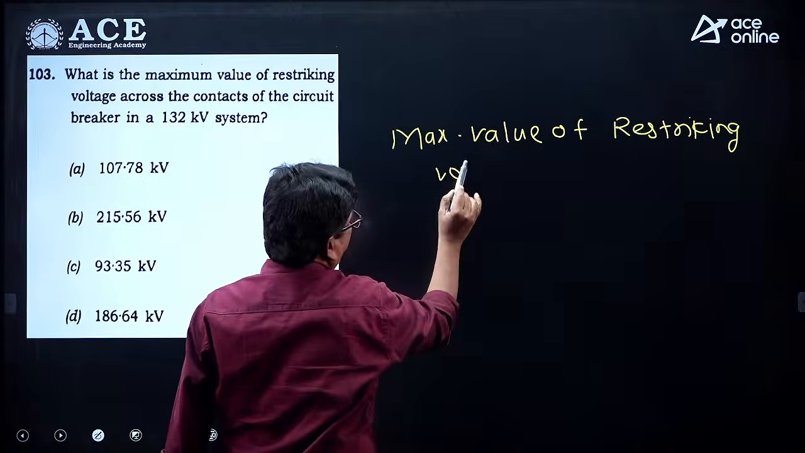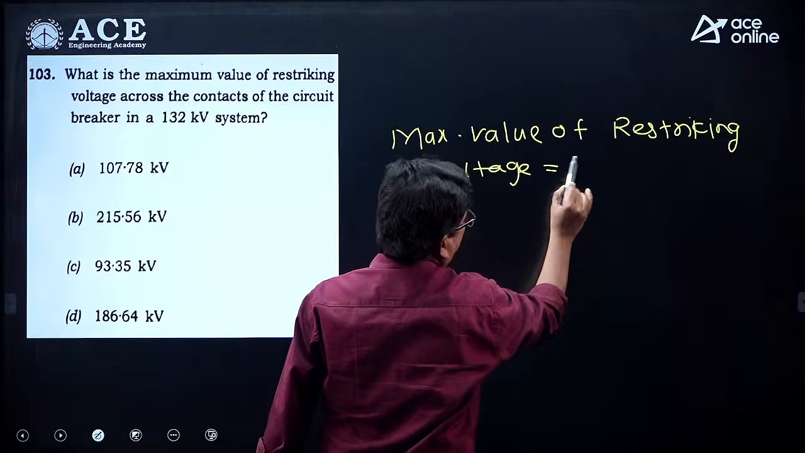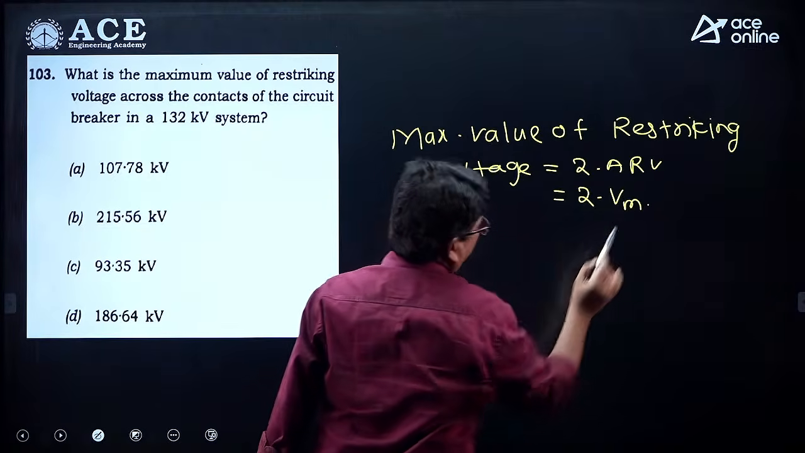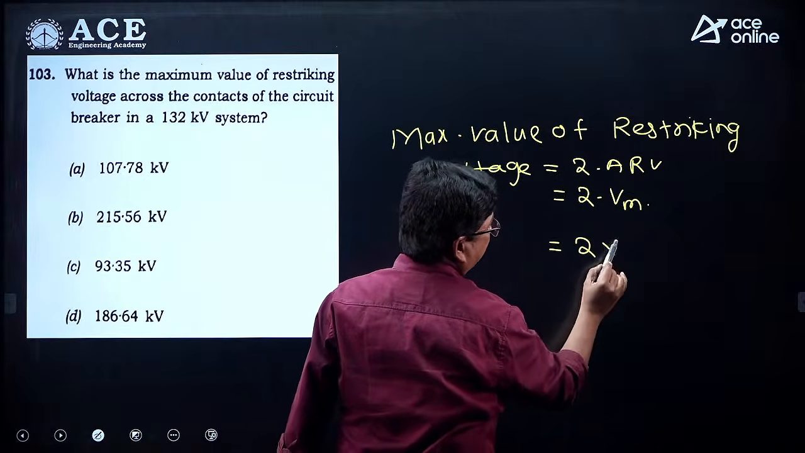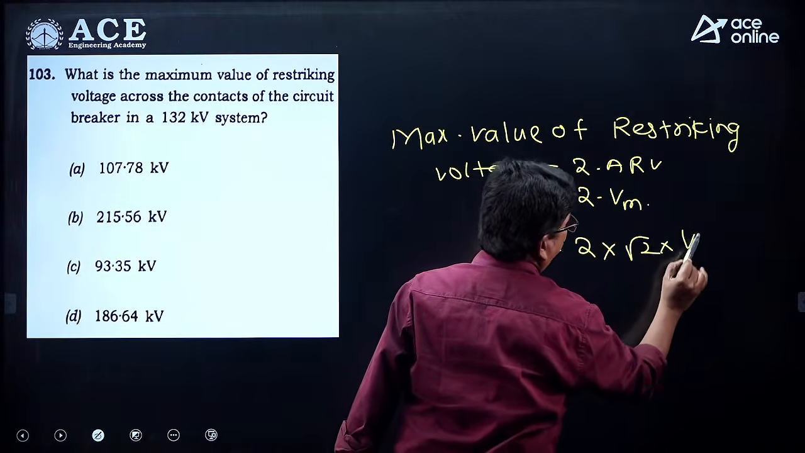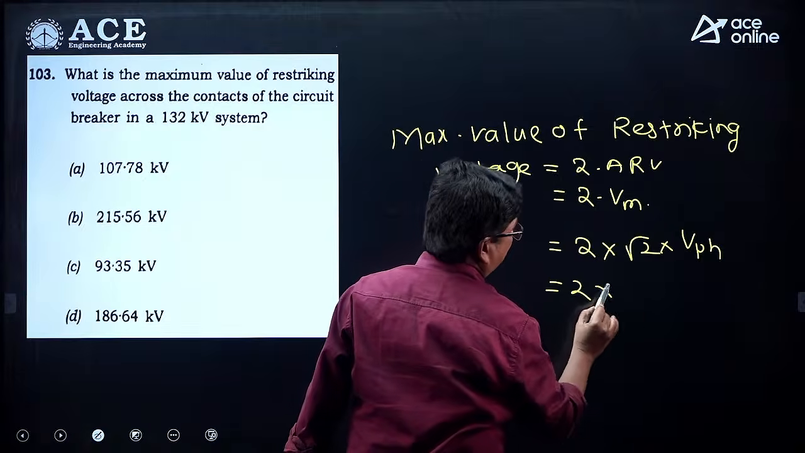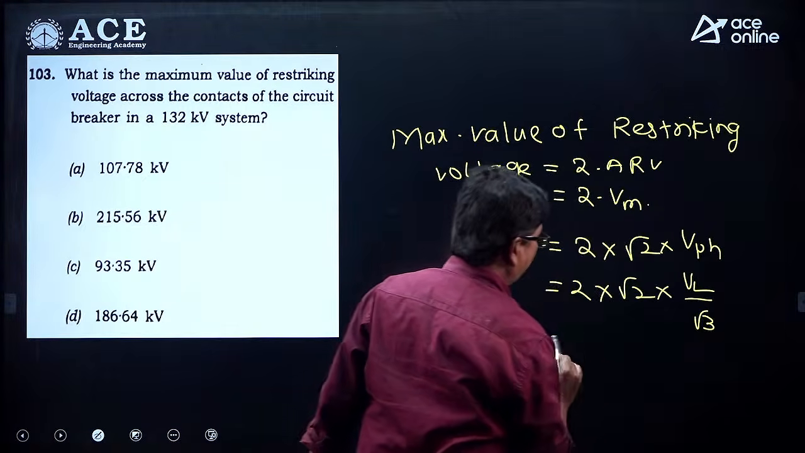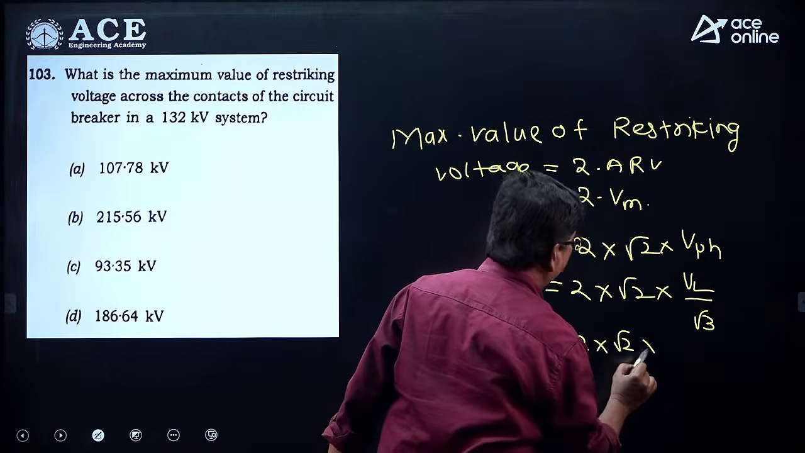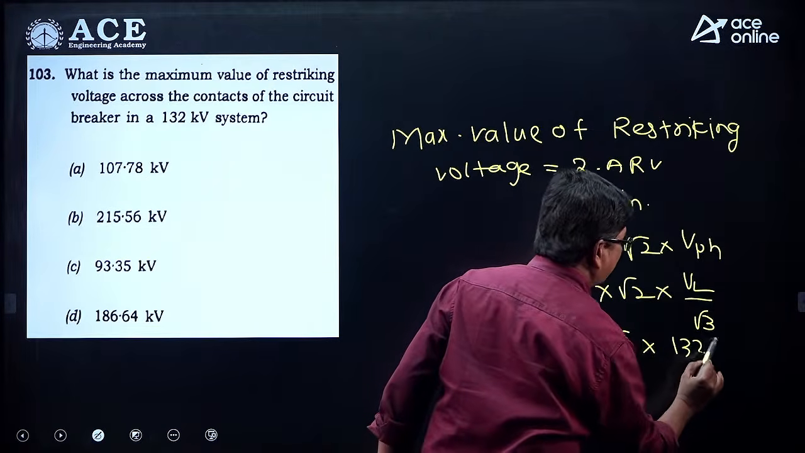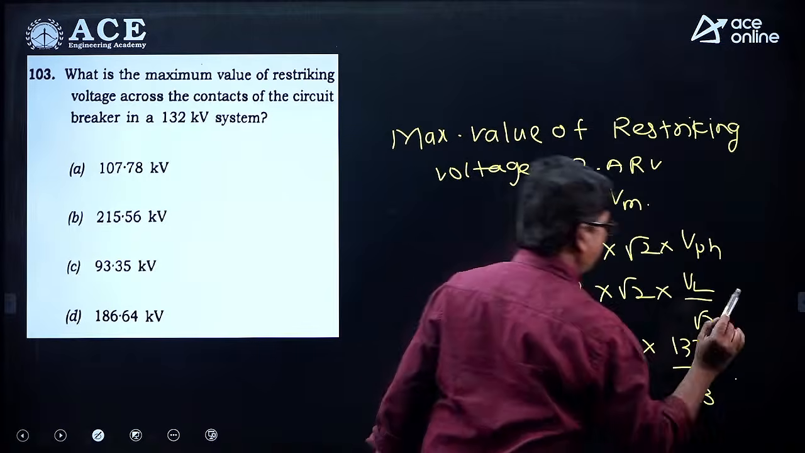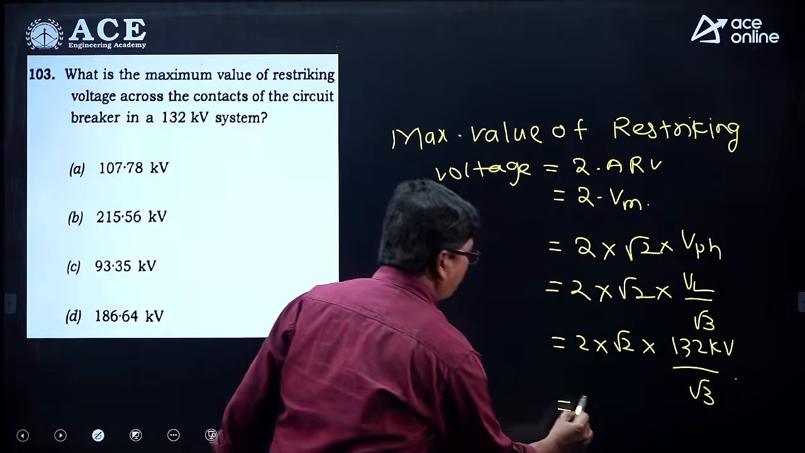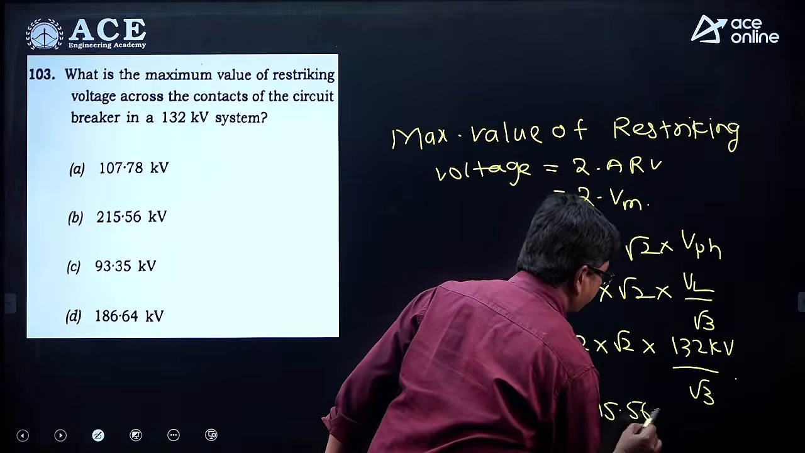Restriking voltage, which is nothing but 2 times of ARV, which is nothing but 2 times of VM. So it is 2 times of VM, which means root 2 times of the phase value. It is 2 into root 2 into V phase, and V phase is nothing but V line divided by root 3. It is 2 into root 2 into line voltage, which is given as 132 kilovolts, divided by root 3. If you calculate this, you are going to get 215.56 kilovolts.